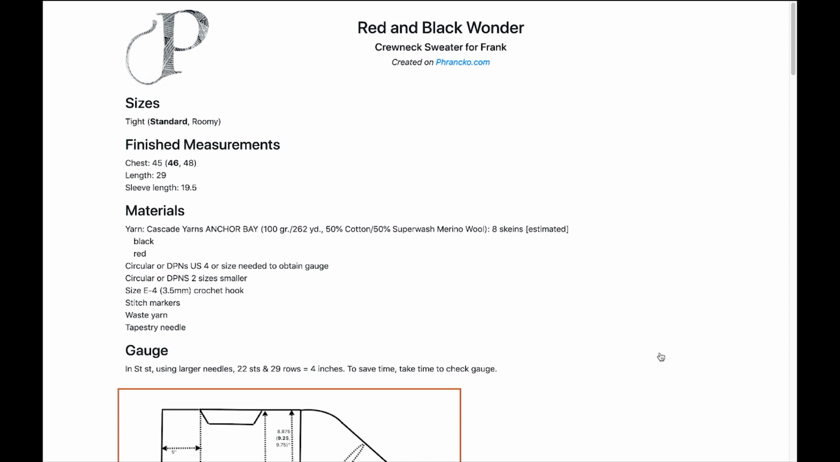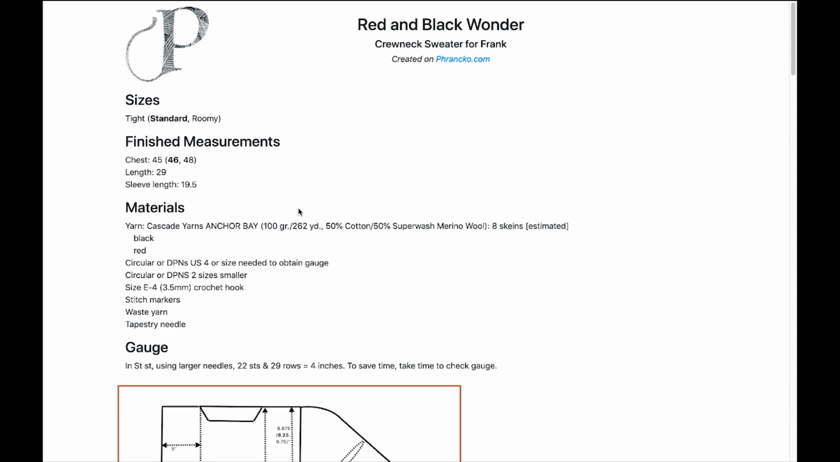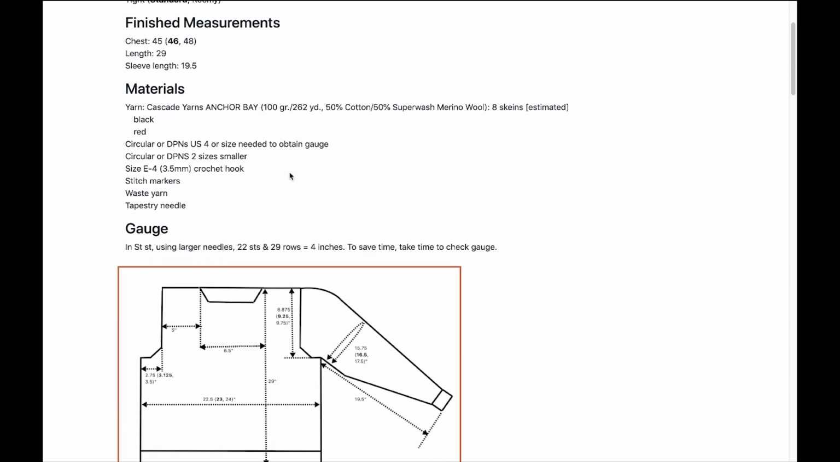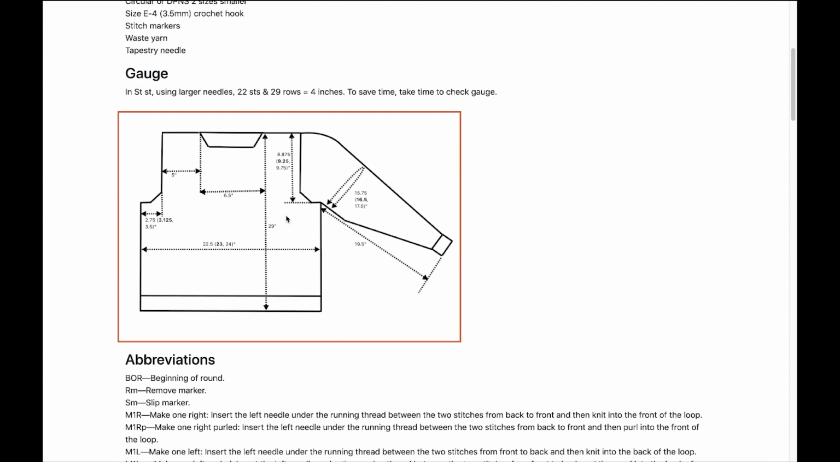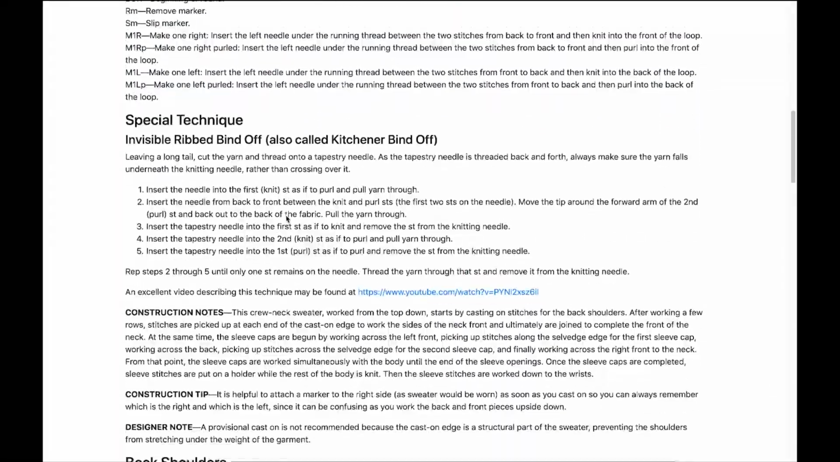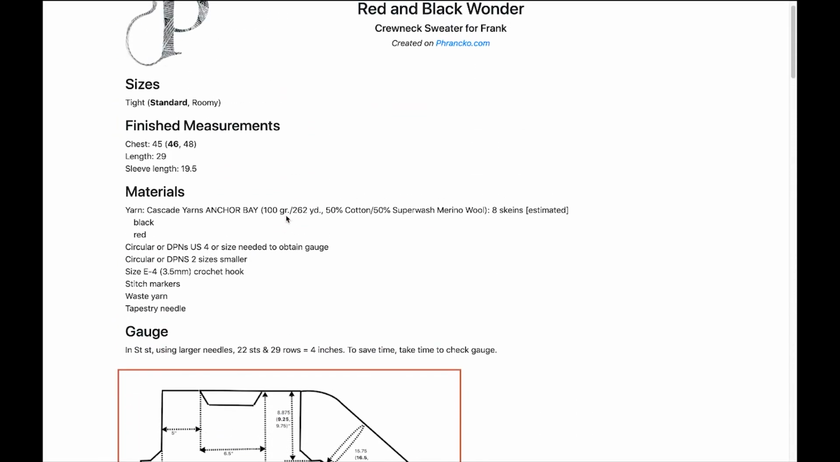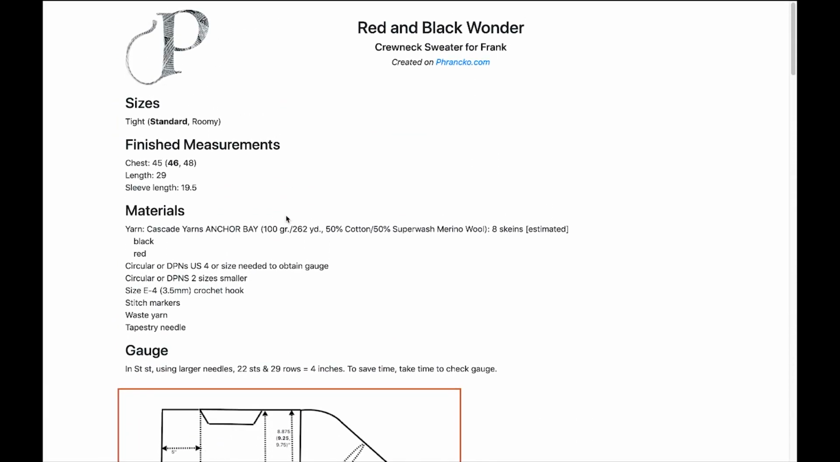Here's the title, Red and Black Wonder, crew neck sweater for Frank. Here are the sizes I selected. Here are the finished measurements, the chest. The length and the sleeve length don't change because it's all for the same person. Here's the materials, the yarn that you entered, and so forth. Here's the gauge, here's the schematic, and here's the beginning of the instructions. And so there is your sweater, completely custom designed for the person whose measurements you've entered using the yarn and needles that you choose.